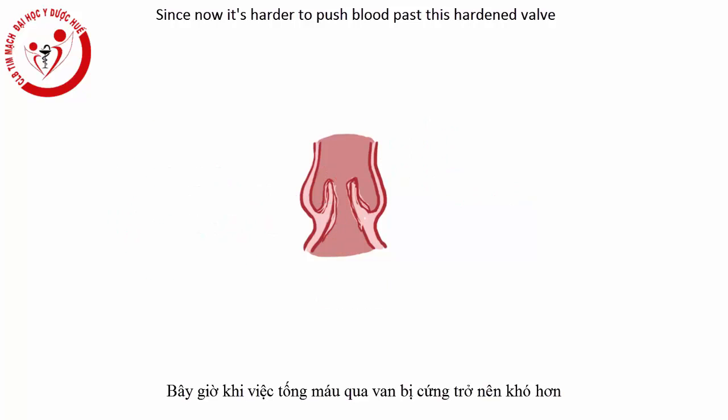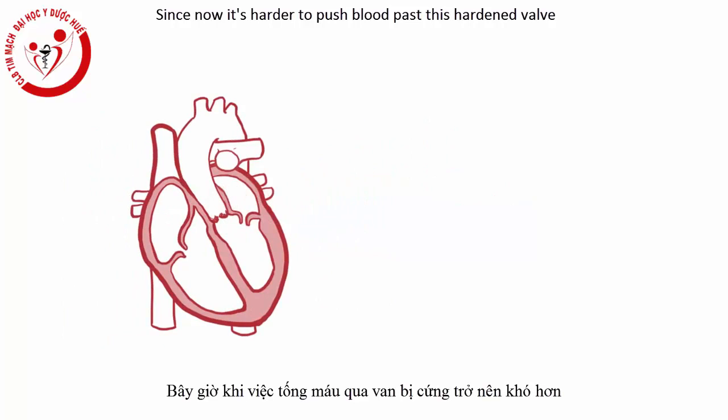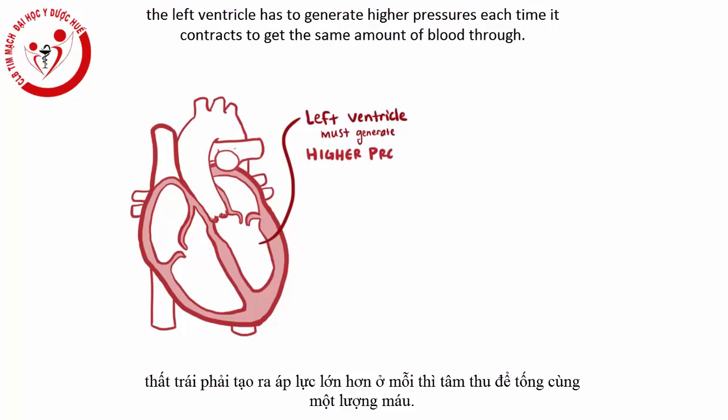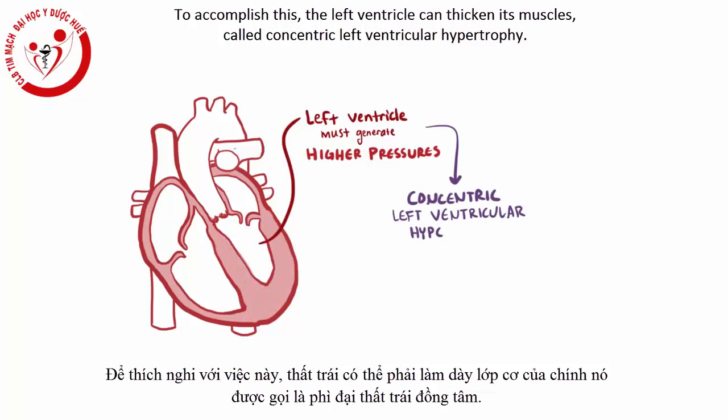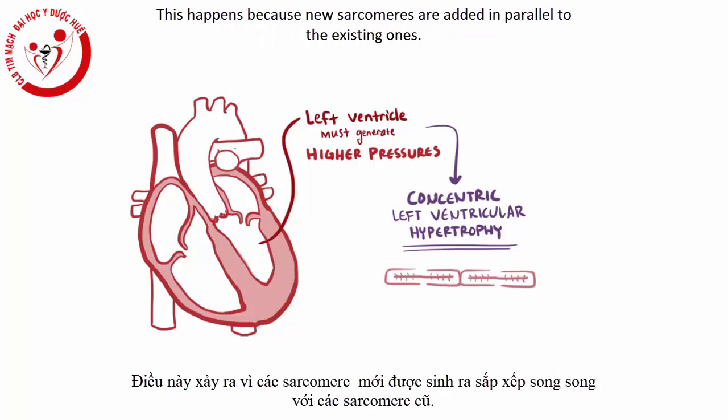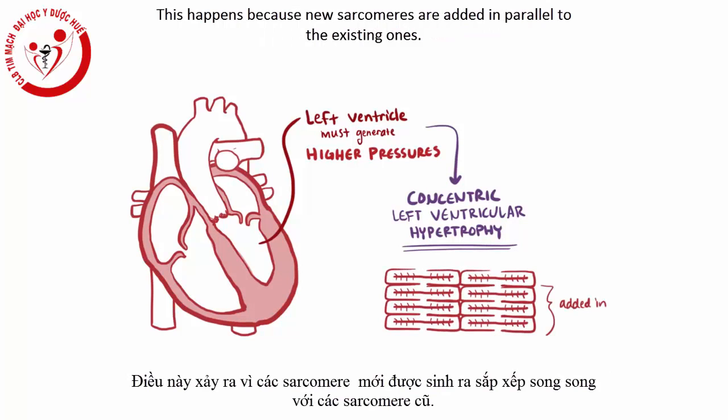Since now it's harder to open and push blood past this hardened valve, the left ventricle has to generate higher pressures each time it contracts to get the same amount of blood through. To accomplish this, the left ventricle can thicken its muscles, called concentric left ventricular hypertrophy. This happens because new sarcomeres are added in parallel to existing ones.